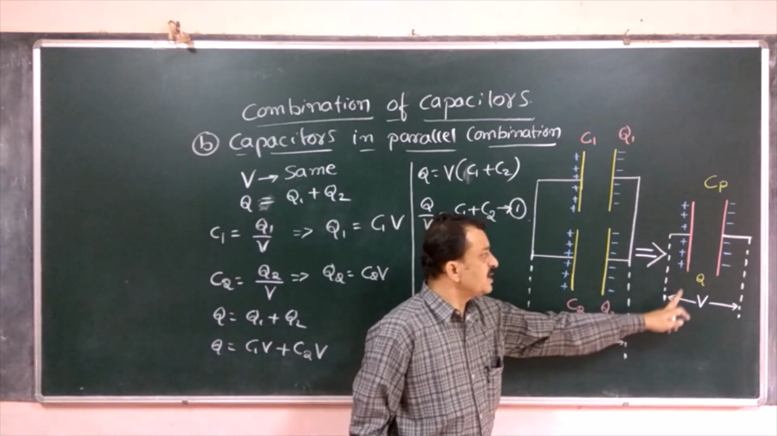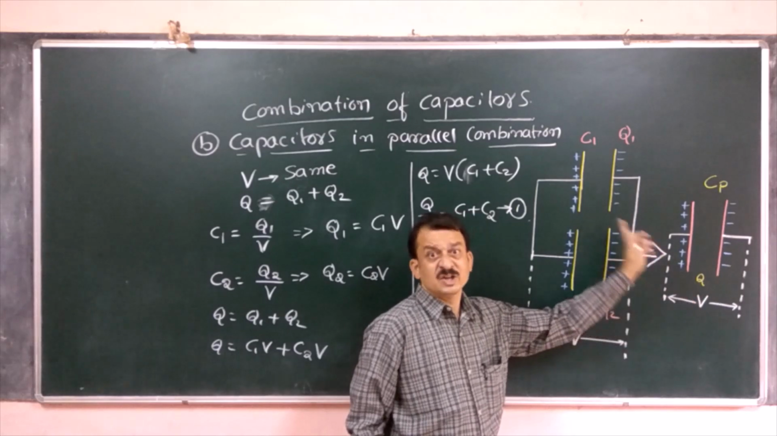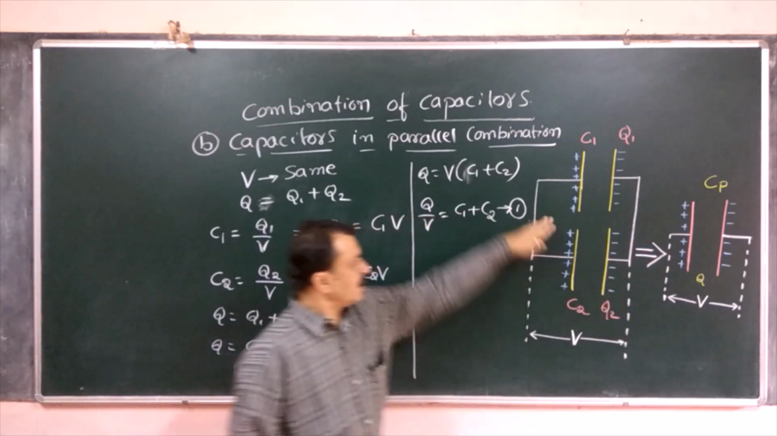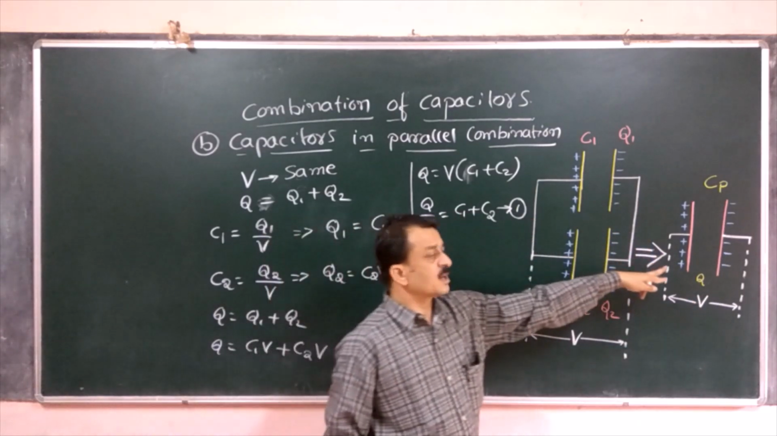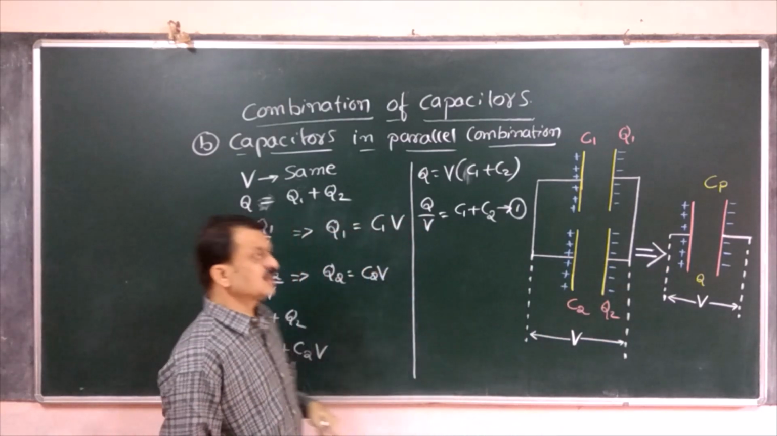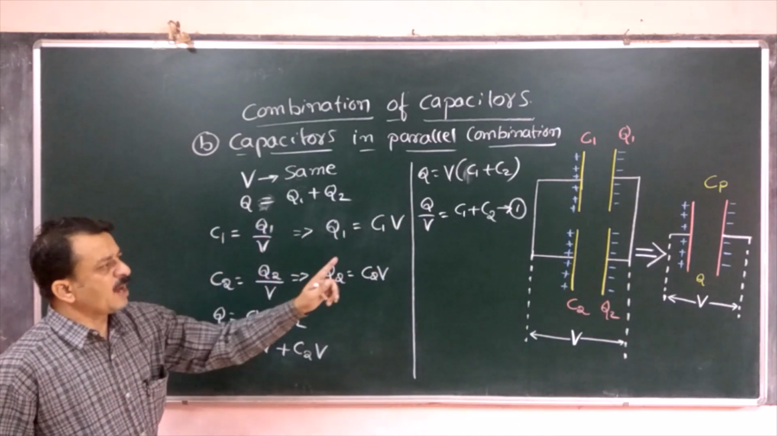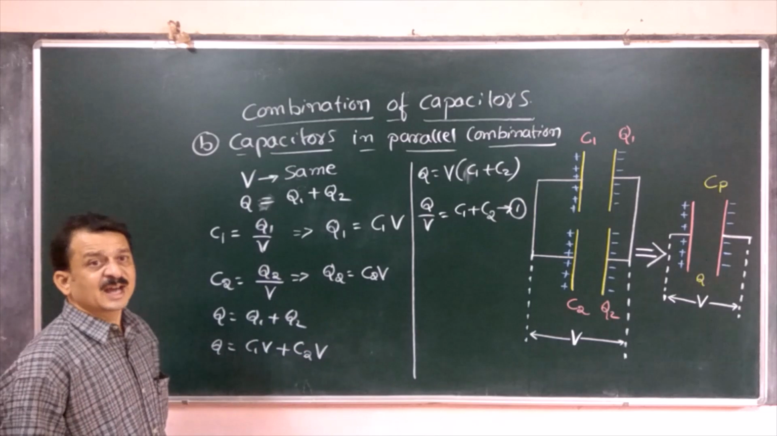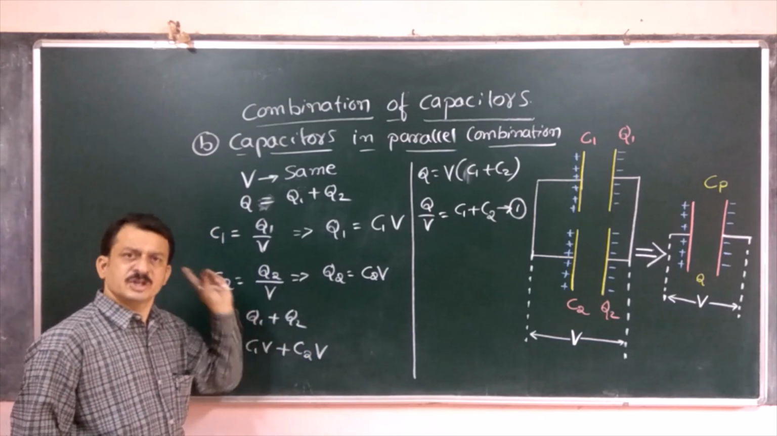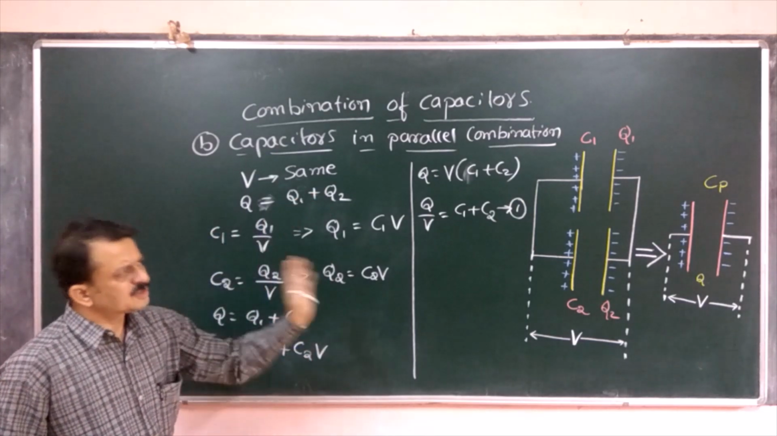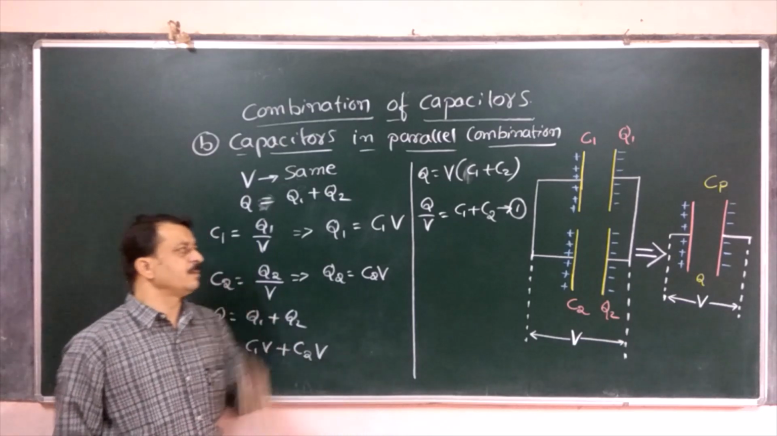We have to draw this diagram also from the annual examination point of view. If you draw only this diagram and do not draw the equivalent diagram, marks will be cut. Remember that, we have to draw both the diagrams. Even in the series combination, we must draw the series combination and its equivalent circuit.